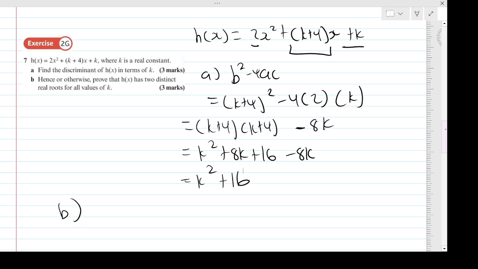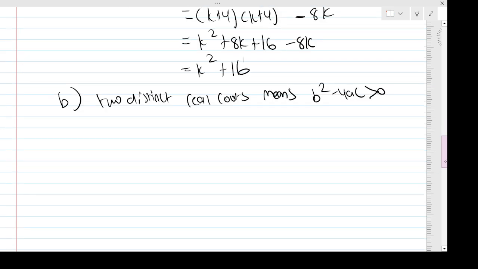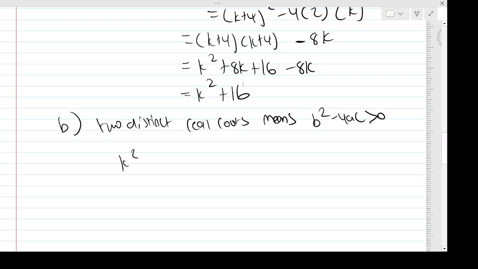Cool. That's the discriminant. Then it says hence or otherwise. Remember, exam tip: hence means you need to use your earlier part of the question to answer the next part. Prove that h of x has two distinct real roots for all values of k. So remember, two distinct real roots means the discriminant has to be above 0, so it has to be greater than 0. Well, we already computed the discriminant in part A. We have k squared plus 16.